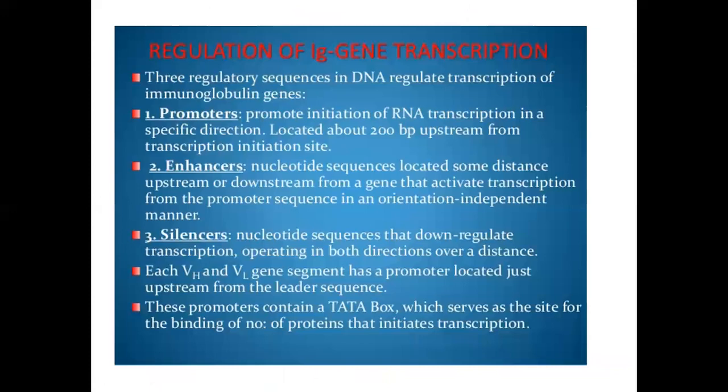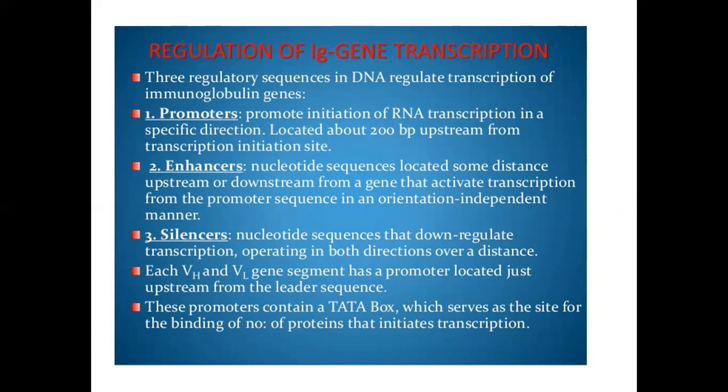So next, regulation of the immunoglobulin gene transcription, how that process is regulated. There are three regulatory sequences in the DNA which regulate the transcription of the immunoglobulin genes: promoters, enhancers, and the silencers. These three control or regulate the immunoglobulin gene expression. Promoters promote the initiation of the RNA transcription in a specific direction, and are located about 200 base pairs upstream from the transcription initiation site.